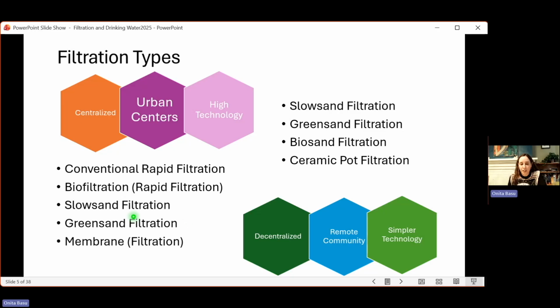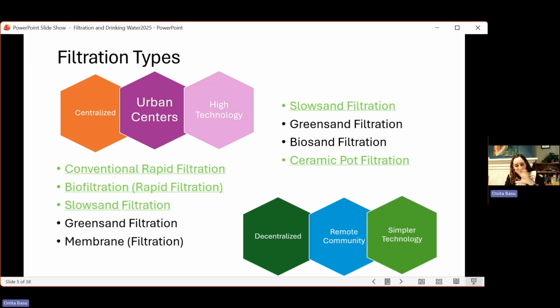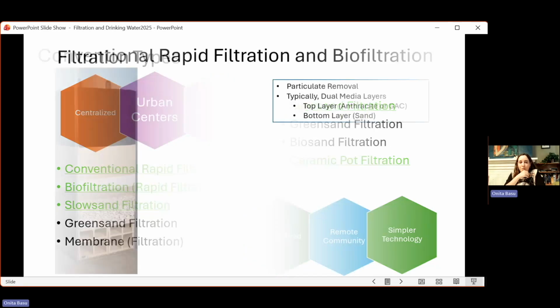And then green sand filtration. Green sand filtration is for groundwater systems where we're looking to oxidize various materials that are in the water. So it's a special subset, and then membrane filtration as well. If I had more time, I would talk about all of these in more detail, but I've picked conventional and biofiltration, a little bit on slow sand, and then ceramic pot filtration, which I'm hoping to entice people to think about a project in Tanzania that you might want to join when I get to the ceramic pot filtration section as well. So I'm going to start off with a little bit of an overview here.